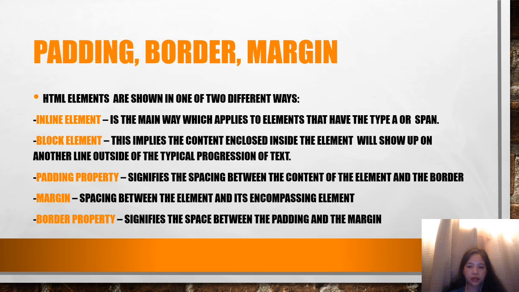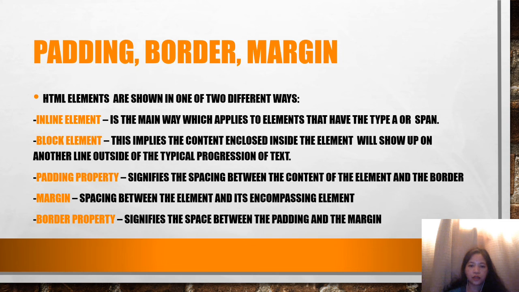HTML elements are shown in one of two different ways. First is inline elements. It is a display type which applies to elements such as a or span. Second is block elements. This means the content enclosed inside the element will show up on another line outside of the typical flow of text.